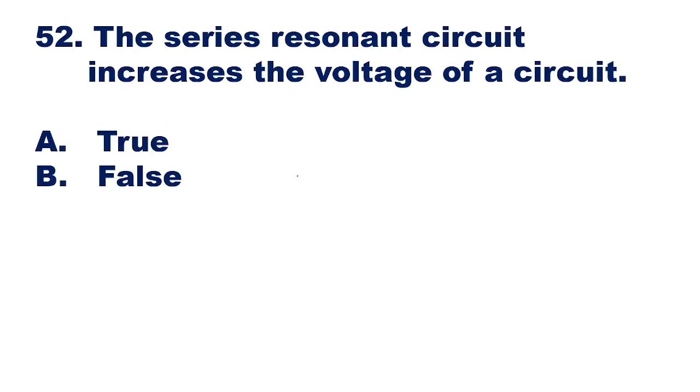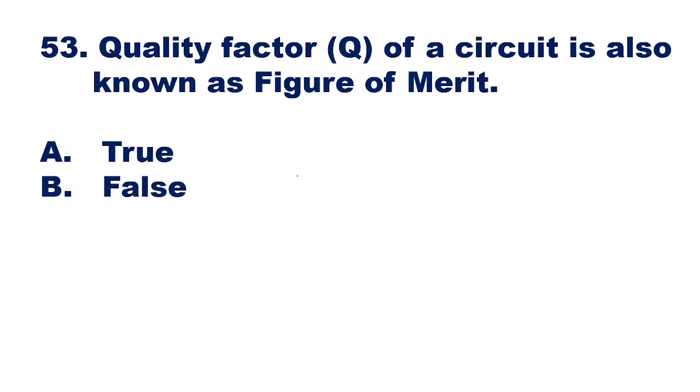The series resonance circuit increases the voltage of the circuit. Obviously, the series resonance circuit is going to increase the voltage of the circuit. So option A, that is, it is true. The above statement is true. So here you can see the above statement is true. Then we'll go to the next question.